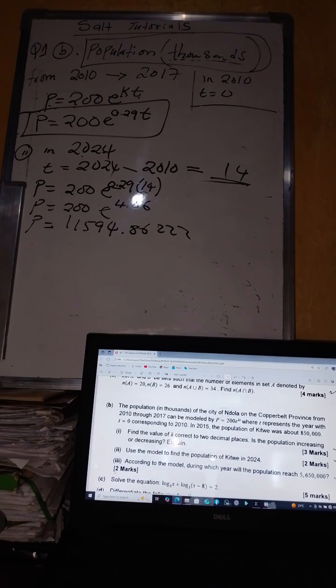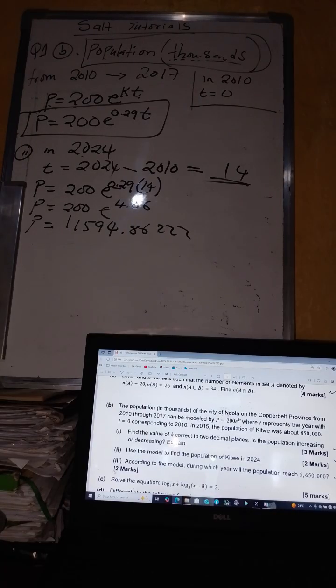So we have e power 4.06, yeah, multiplied by 200. So 11594.86222. So that is the population. So now this is the population which is in the model.